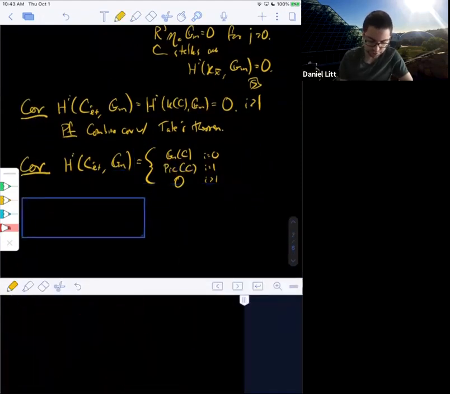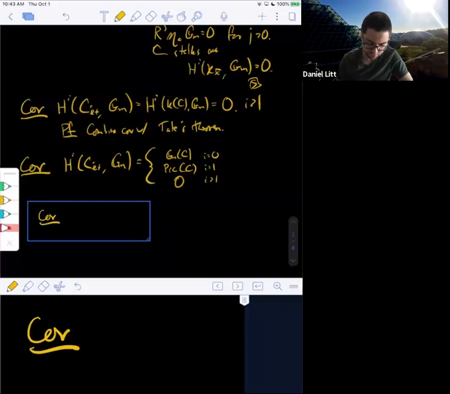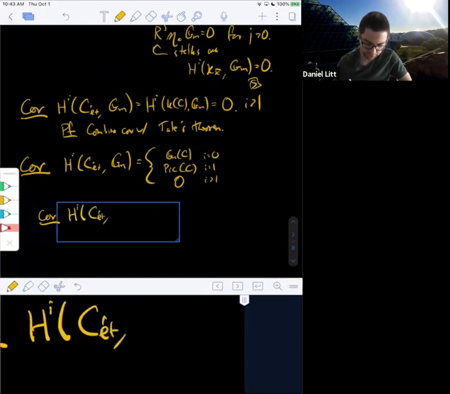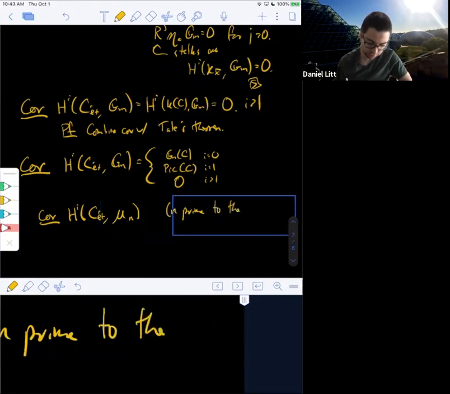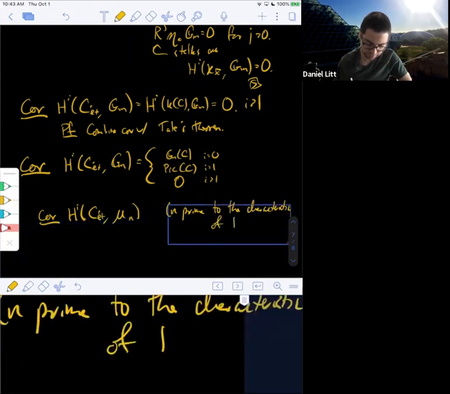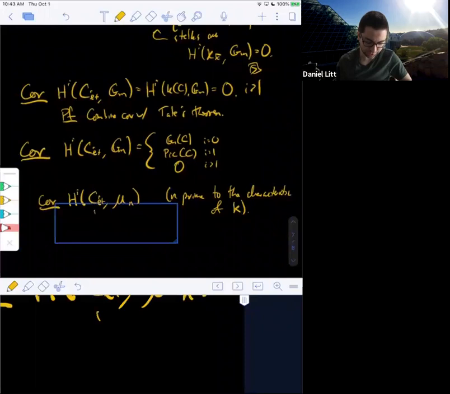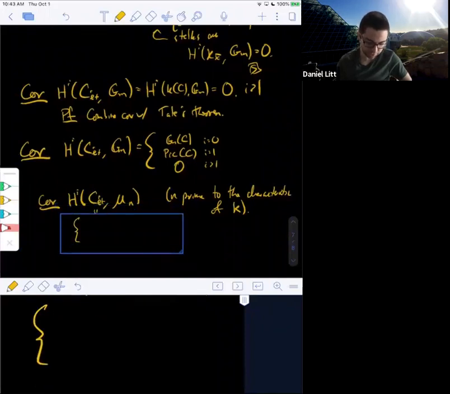All right, so now we can actually compute the cohomology. So I'm going to state it slightly differently from how I've been doing it before. So we can compute the cohomology of C étale with coefficients in mu_n, where here n is prime to the characteristic of K, where I use the usual étale cohomology convention that 0 is prime to everything, which is maybe unusual. Okay, and the corollary is that this equals something, which I told you what it is before. So it equals mu_n if i is 0.